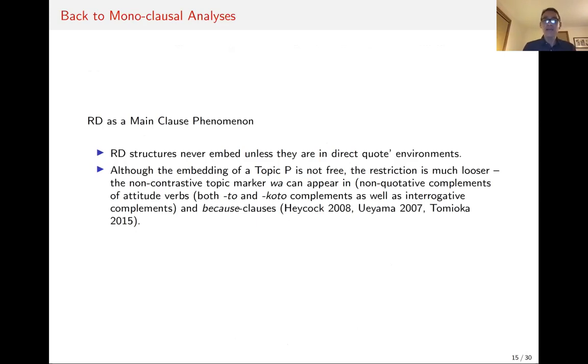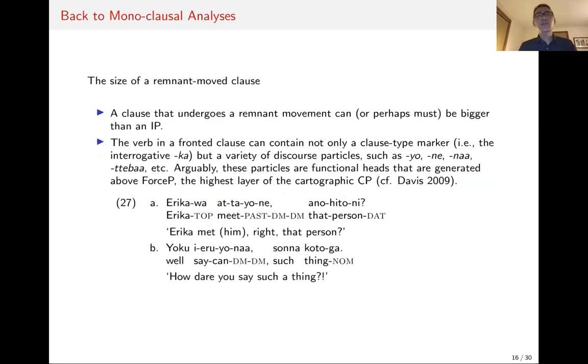Topic phrases can embed under certain circumstances, such as under attitude verbs, to and koto both. I think we're going to hear more about to in Saito-san's talk later today. Also because clauses. Those are the ones that tolerate topic marking, wa marking and nun marking in Korean and Japanese, but the right dislocation structure is not allowed. Also, the size of the remnant moved clause really cannot be an IP, in our opinion.